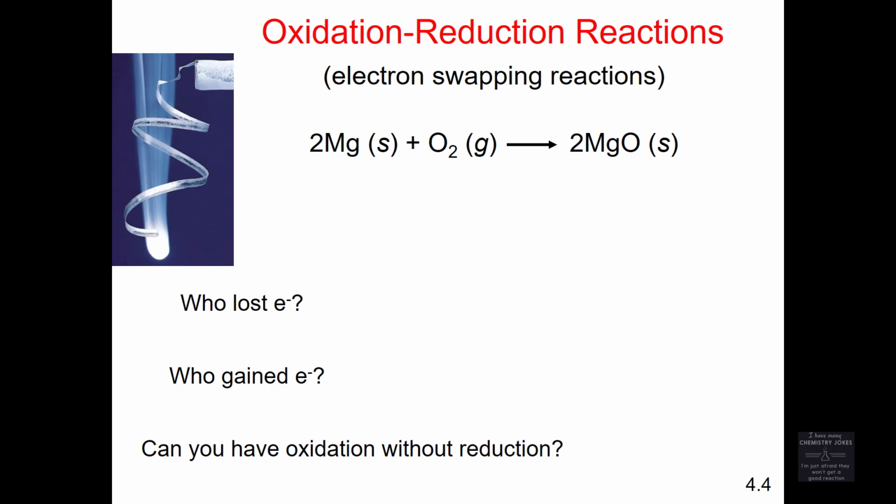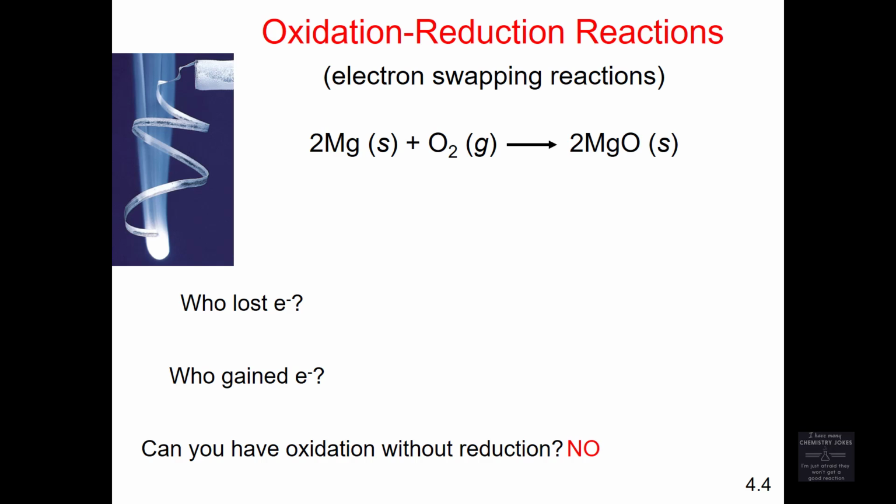So number one question down here first, can you have oxidation without reduction? No way. Anytime someone gives away an electron, it has to give it to somebody else. So if one thing is oxidized, something else has to be reduced. Okay. So we will go through the rules of assigning oxidation numbers, but I will talk to you real quickly.